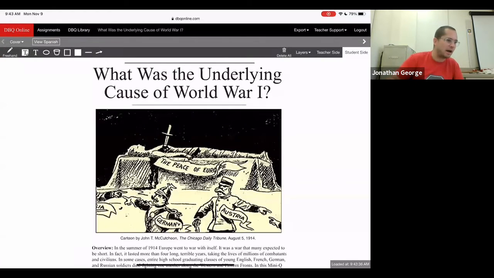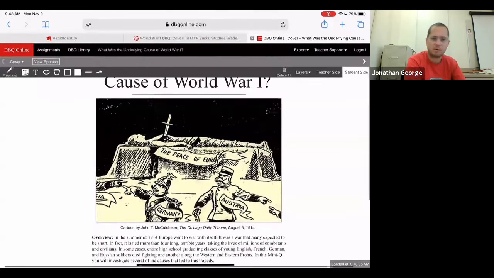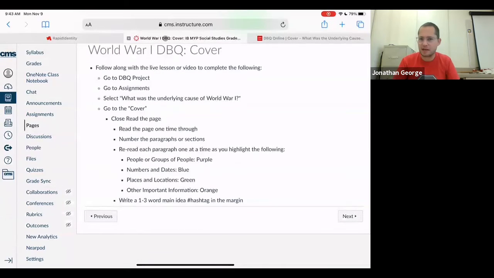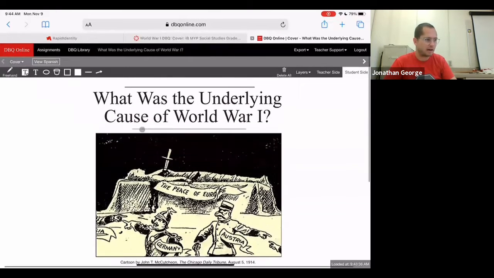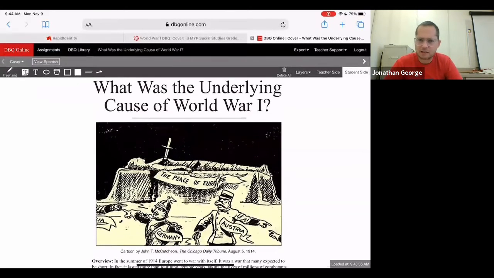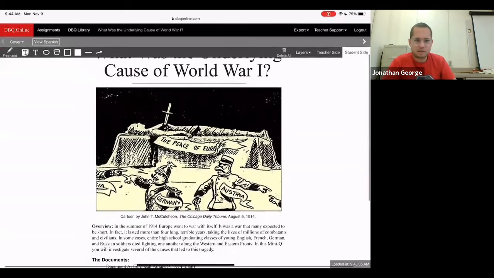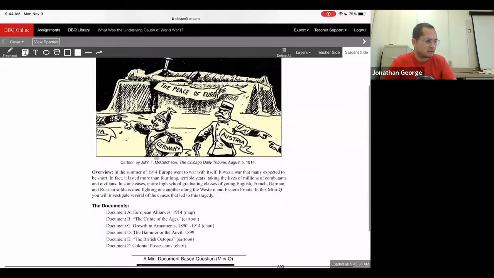Okay, very simple. Go through these steps. Again, do not skip ahead, do not rush, but read the page through one time. If I'm doing that, and we can do this together, I'm going to start here at the title. What was the underlying cause of World War I? Then I'm going to look at this political cartoon and just try to get an idea for what I'm looking at. I see Germany, Austria, the piece of Europe has a sword in its chest. I think we can interpret that later in a little more depth. And that's from the Chicago Daily Tribune, August 5th, 1914.